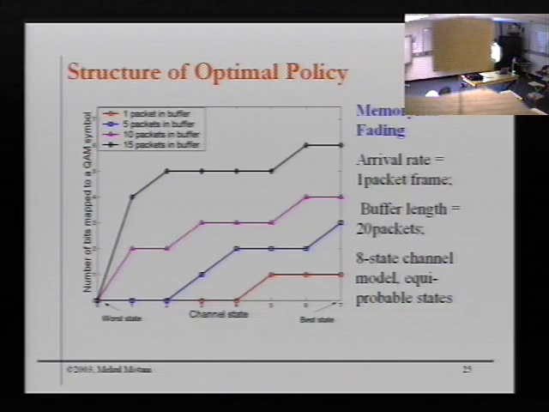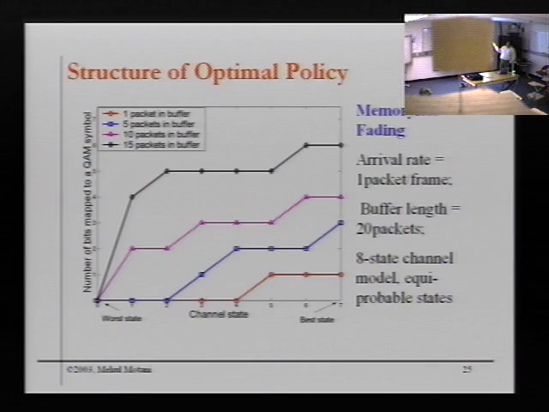You notice that as the channel gets better, you pull more bits out of the buffer. These four curves are for the initial state of the buffer: 15 packets in the buffer, 10, 5, and 1 packet. This is the channel state going from bad to good, the outage state, and this is the number of bits mapped to a QAM symbol. So this determines how I'm emptying the buffer. It affects my modulation, my constellation size. So there's the rate control.